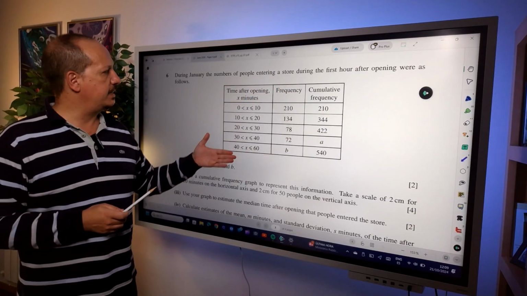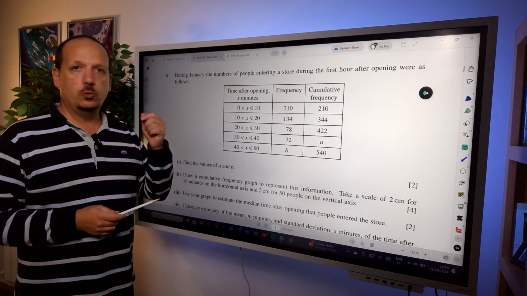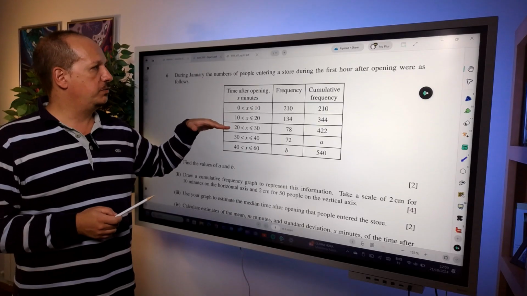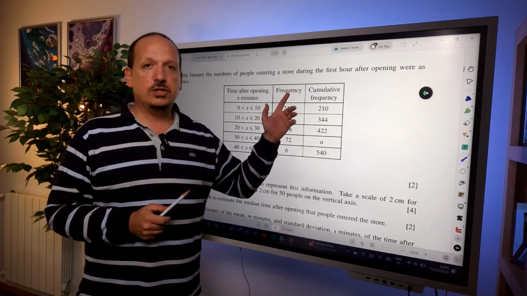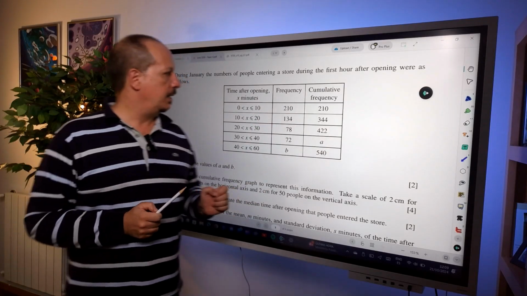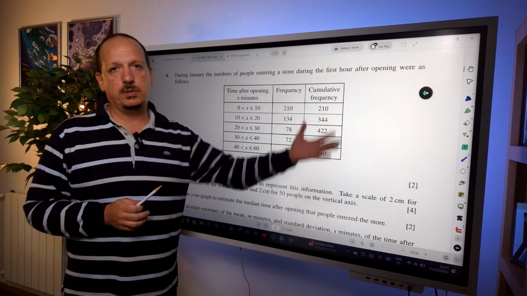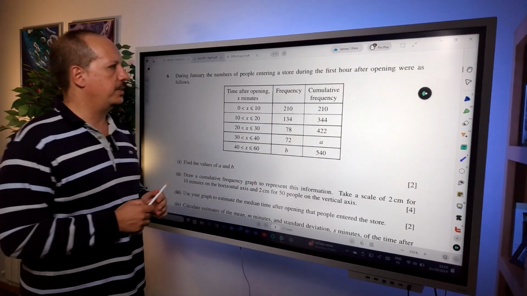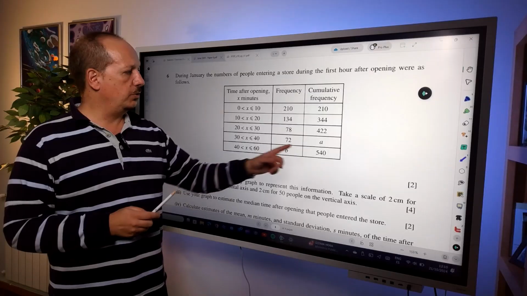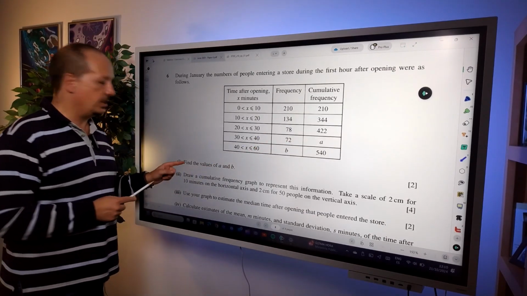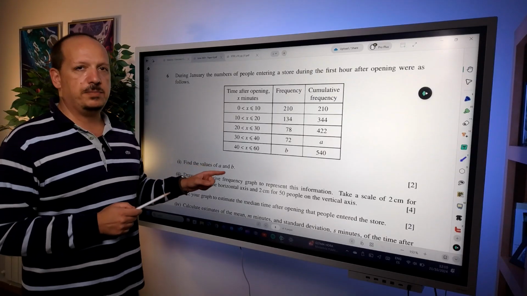You have here class intervals for the time after opening in minutes. You have here the frequency for each class interval. And you actually do have here already a column for the cumulative frequency. In some cases, you have to build this yourself. The table ends here, but in this case, you already have something about that. But as you notice, you have here some letters, an A and a B. And actually, the first question is for you to find the values of A and B.